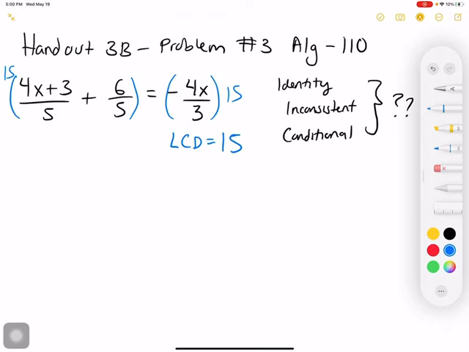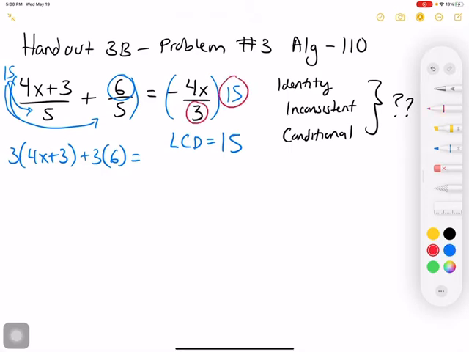First step, 15 divided by 5, that's going to be 3. And I'm going to keep all the top of my fraction. Next step, 15 divided by 5, that's also 3. And I'm going to keep the top of my fraction, which is 6. And I'm going to do the same thing on the right side of the equation. So 15 divided by 3, that's going to be 5. And I'm going to keep the top of my fraction, which is negative 4x. Now that we got rid of the fractions, we're going to try to get rid of the parentheses. We can use the distributive property if we have a number in front of the parentheses.